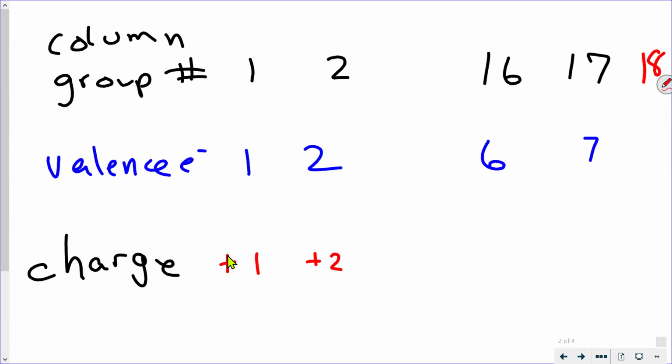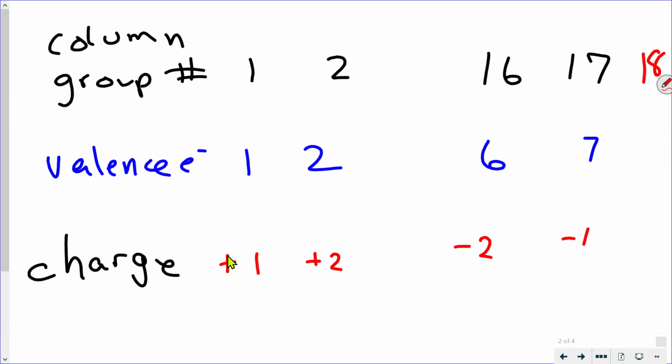Because I'm always losing and getting negative, so if I gain negative, I become negative. So 17 to 18 is how many? It's one. So one away. So what's my charge? -1. All right. That's right. -1.